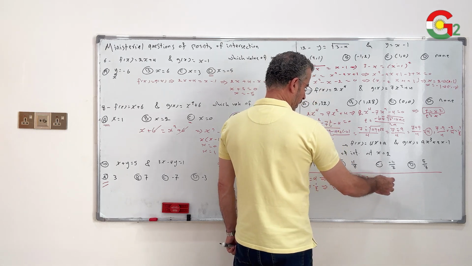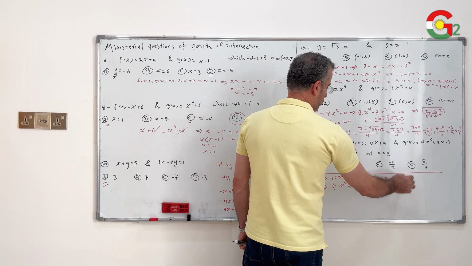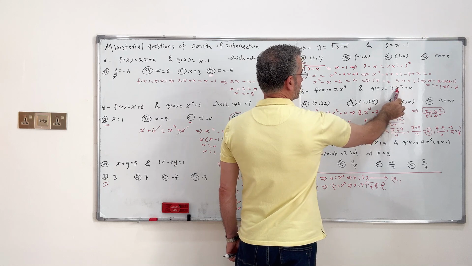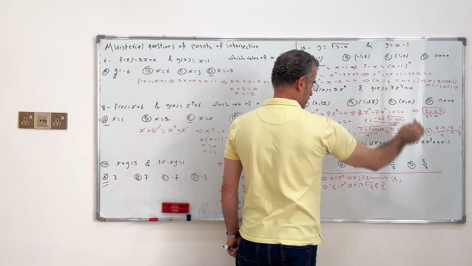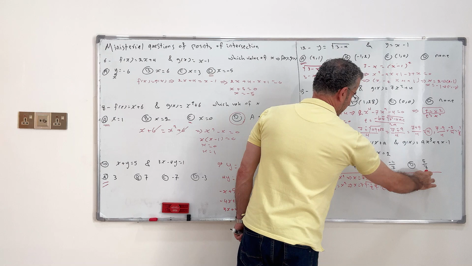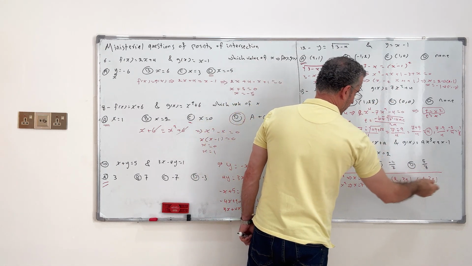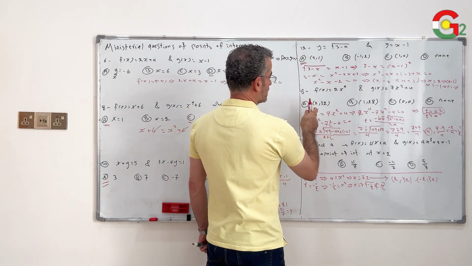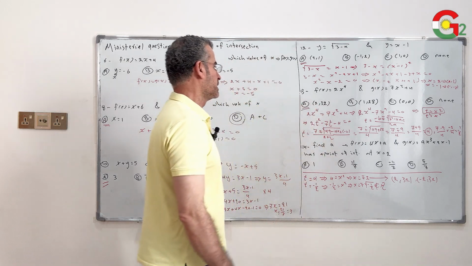Let me find the y coordinate of these two values. When x equal 2, substitute here or here. Let me substitute here: 2 times 2, 4. 4 times 7, 28 plus 4, 32. And when x equal negative 2, also 32, then I have two intersection points for these two graphs. In choices, they give me only (2, 32), then the right choice is A.